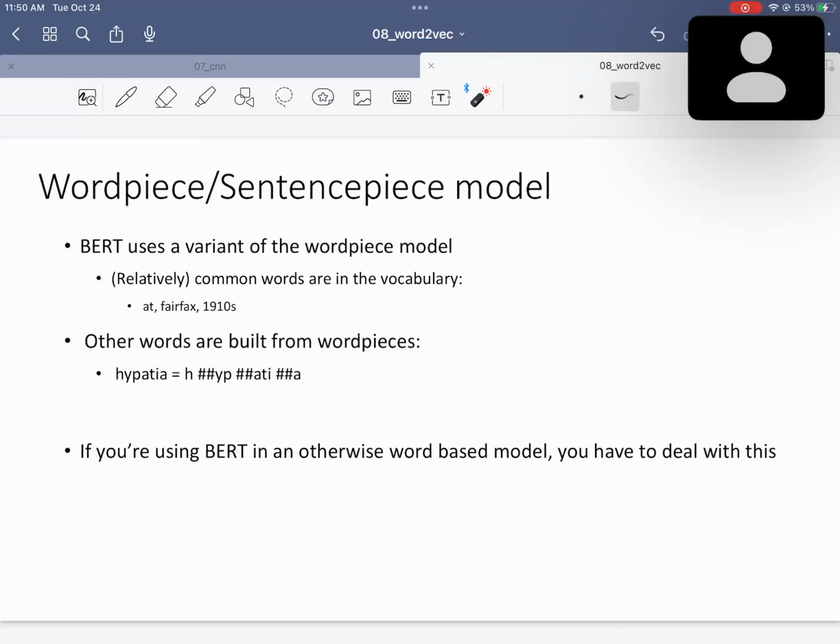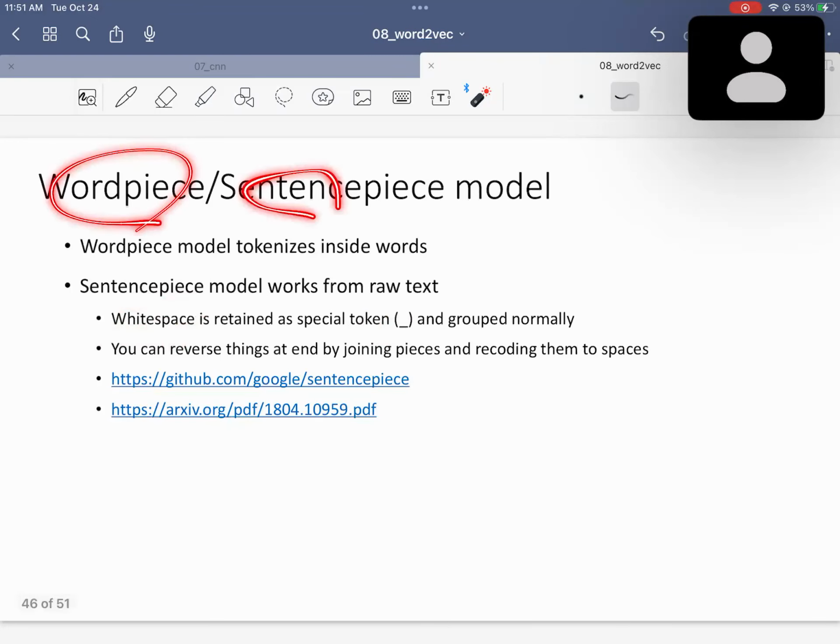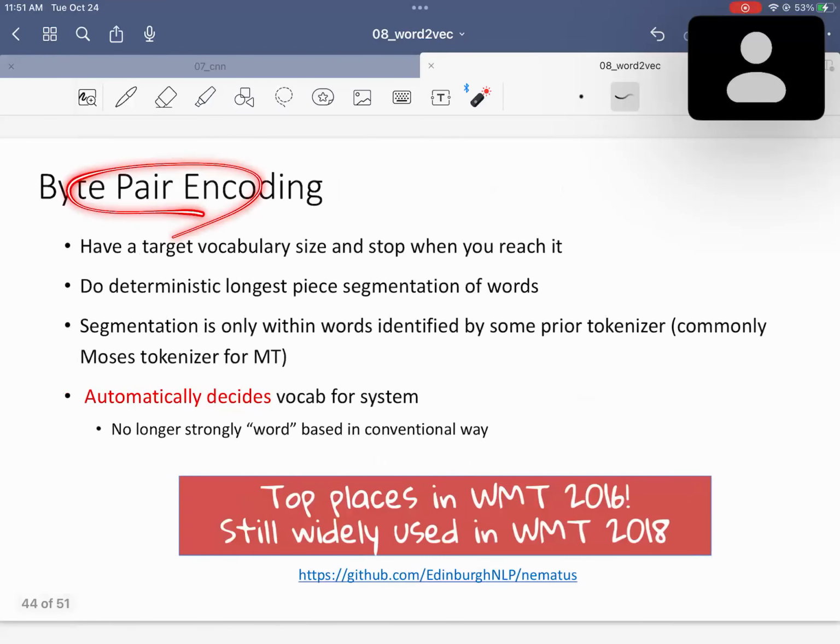So the important thing about WordPiece, SentencePiece, or byte pair encoding: BERT uses WordPiece or a variant of WordPiece, so you should be familiar with this subword encoding concept. And I think GPT uses byte pair encoding, BPE. So it doesn't really matter which one you use.